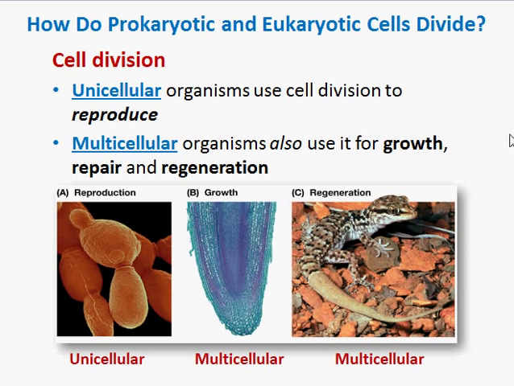Now, multicellular organisms use cell division for other things. So they'll use it for growth and repair, and also regeneration. Okay, so if you think of your skin, if it gets cut, it'll heal. Your skin cells are dividing, and they'll go through types of division to repair it. Or as an organism grows from a child to an adult, it gets bigger, and it's because the cells are dividing. That's growth. And some organisms can regenerate tissue that's lost, like this lizard can lose its tail as a defense and then grow it back.